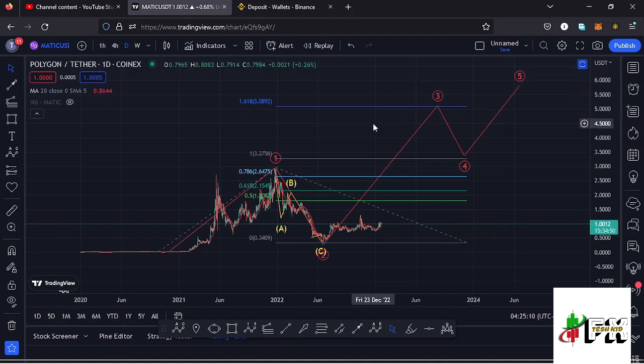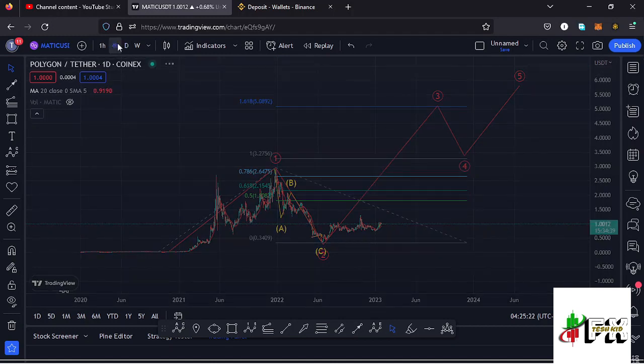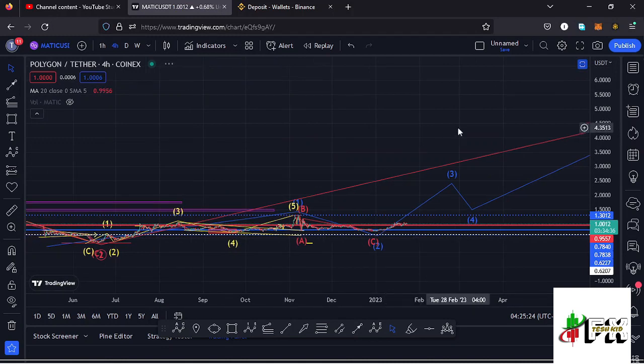And using the trend-based Fibonacci, I have sketched out a minimum target area to the upside in the formation of that wave 3 at the Fib level 1.618, which perfectly lies at around the $5.0892 mark, and that is the minimum that I'm expecting Polygon Matic to do on the long-term scenarios.